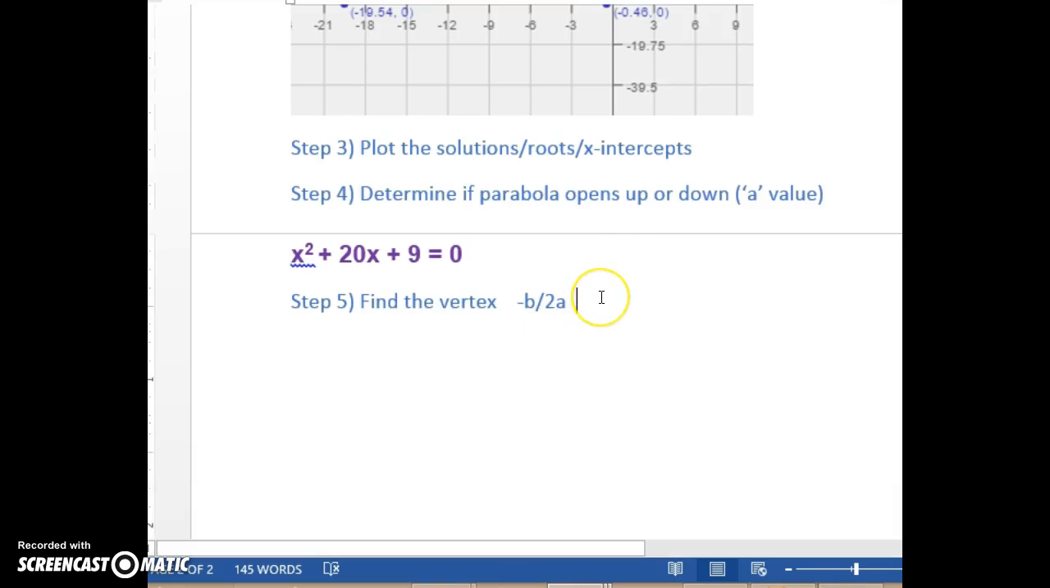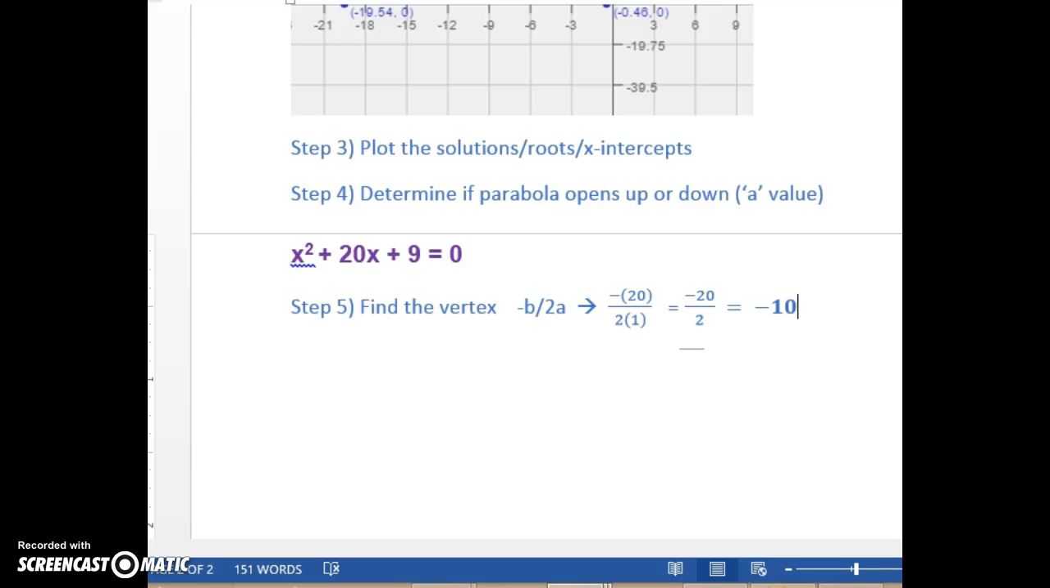Step 5, and close to finishing, we need to find the vertex using the formula negative b over 2a. Taking the values from the standard form quadratic equation, we get negative 20 over 2 times 1. Simplified is negative 20 over 2, which again can be simplified to negative 10. Now what we did is just find the x value of the vertex. We still have to find the y value, so that's our next step.